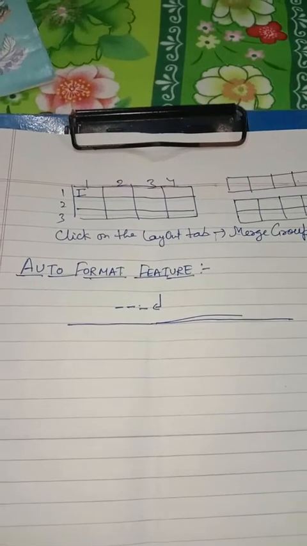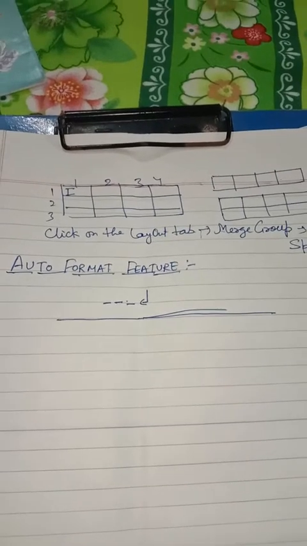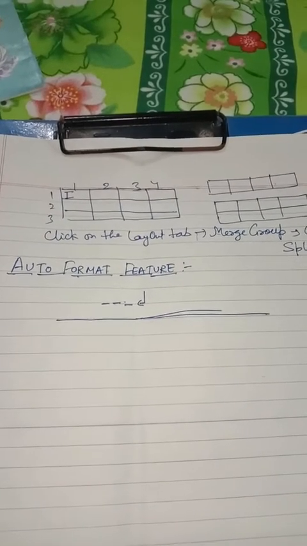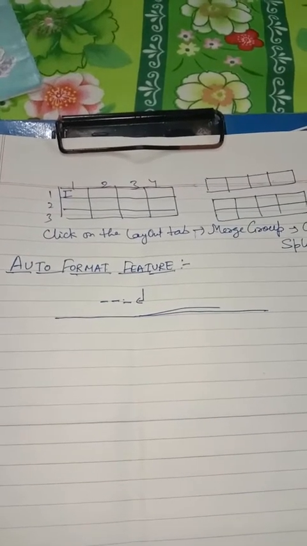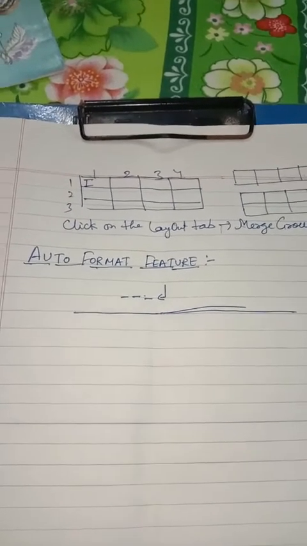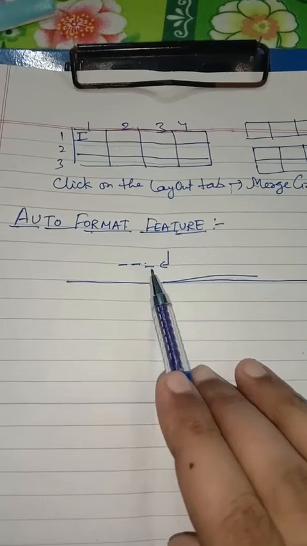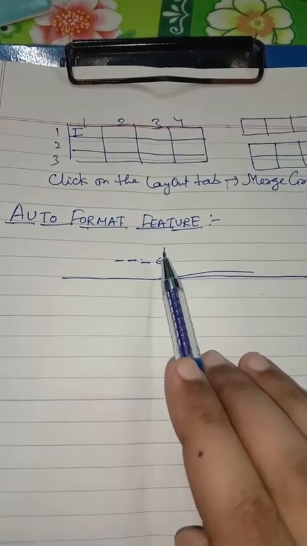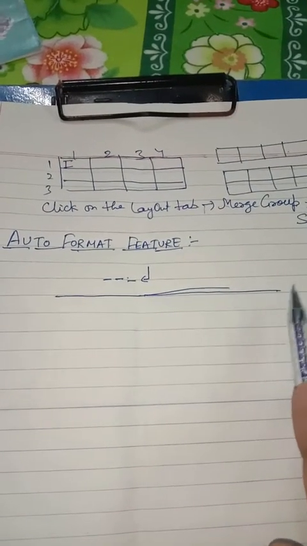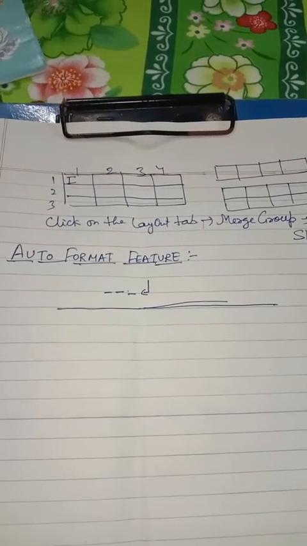So students, we are continuing the topic auto format features. The auto format feature is another important feature of MS Word. MS Word 2010 automatically formats a document as soon as you type the text. For example, suppose I have typed 3 dashes over here, and after typing the 3 dashes I press the enter key. As soon as I press the enter key, the 3 dashes get converted into a single line. So this is how the auto formatting feature works.